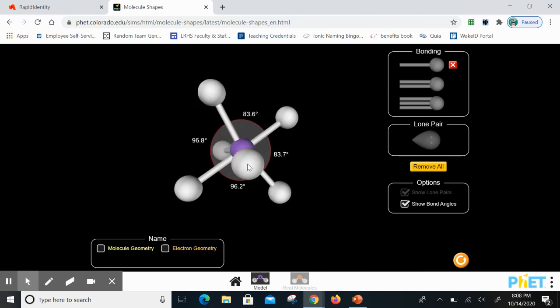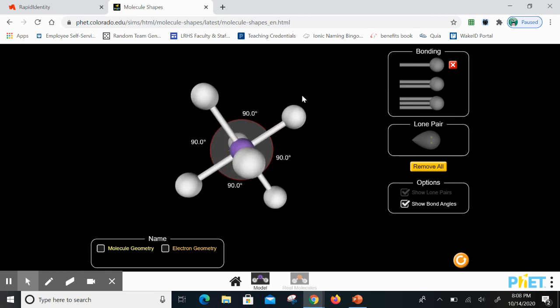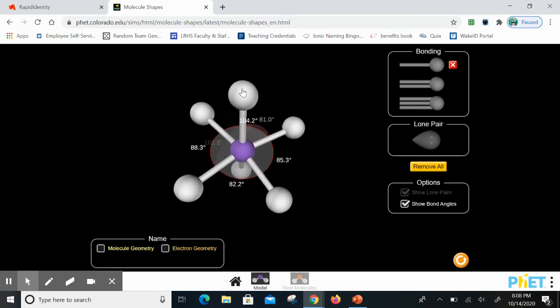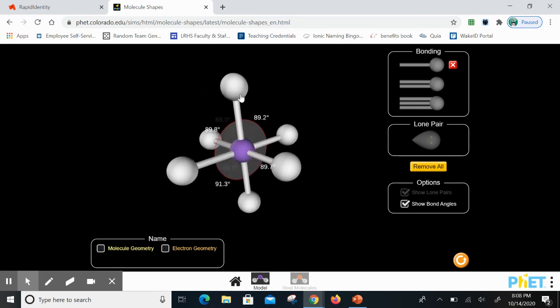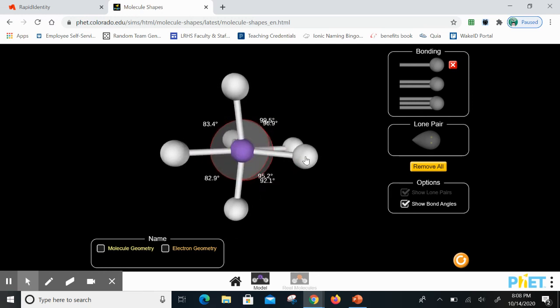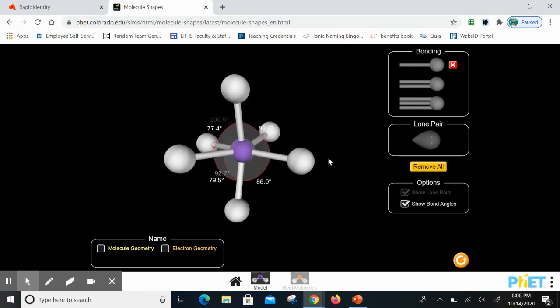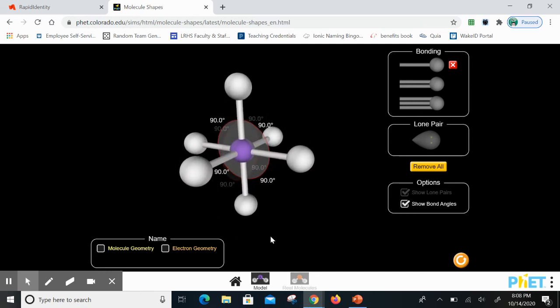So an octahedral will have all of these 90 degrees, and then everything here as well. 90 degrees there, 90 degrees there. So it's 90 degrees all around. And you can play with this and convince yourself that's the case.